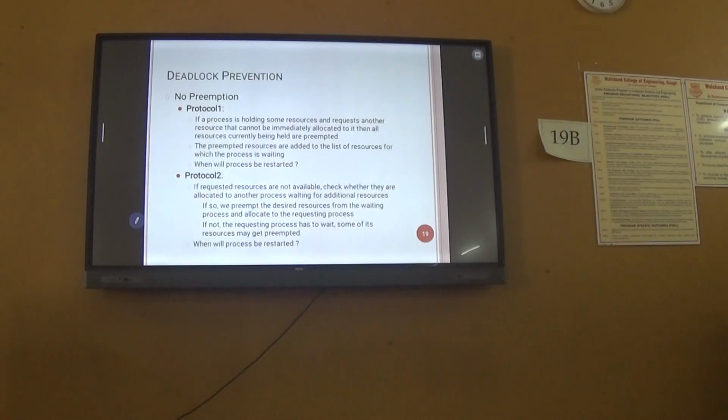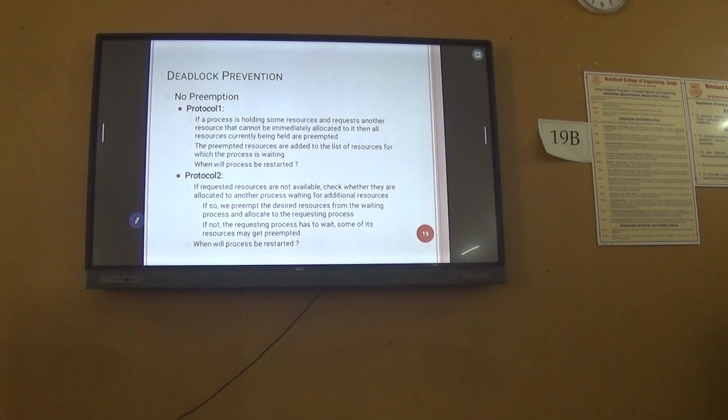Okay, now let's say this is one process, it is demanding the resources which are being held by this one resource. And this is again a process which is holding one resource and waiting for the resources that are being used by the other. So what is the no preemption policy we can implement over here? There are 2 ways by which we can have the no preemption case.